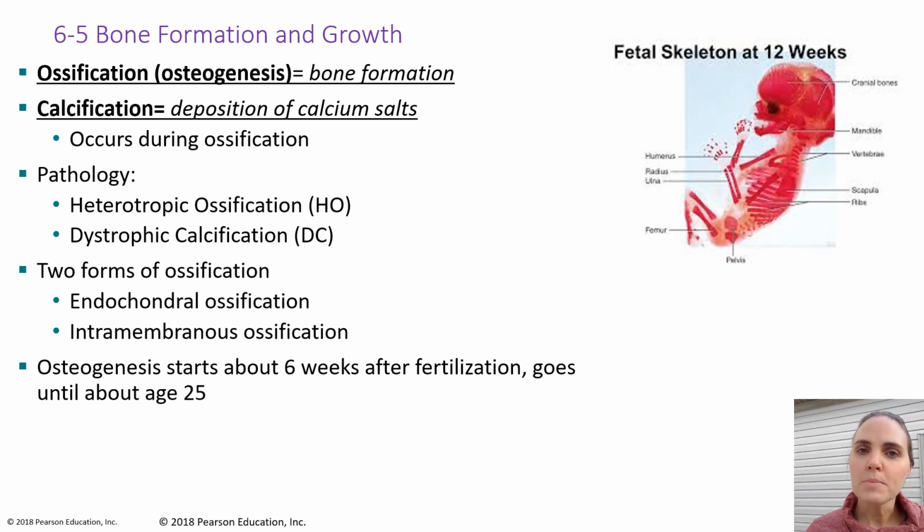There are two forms of ossification used by our body. We have endochondral and intramembranous ossification, and we're going to discuss both of those. Our bony skeleton starts forming about 6 weeks after fertilization, at which point the first bony elements present in the embryo are actually cartilage that will eventually be replaced by bone, and that replacement begins a few weeks later.